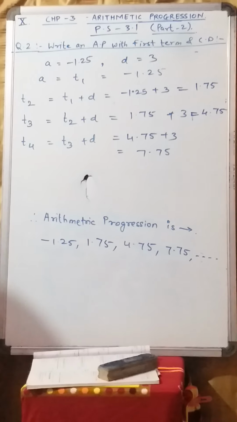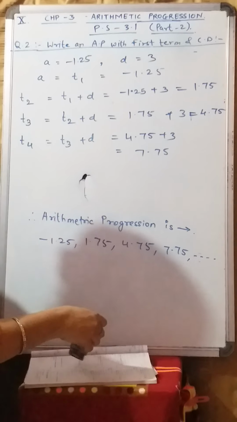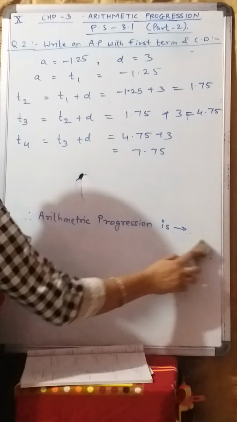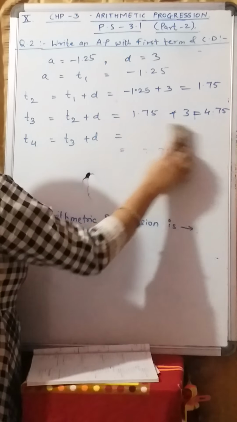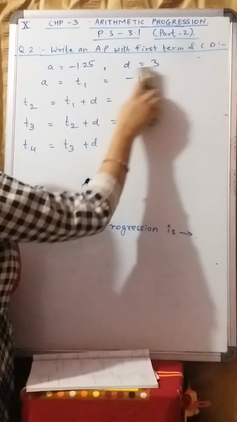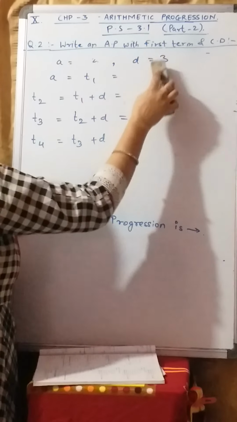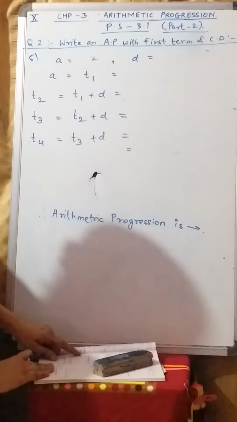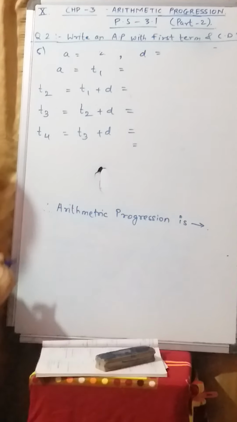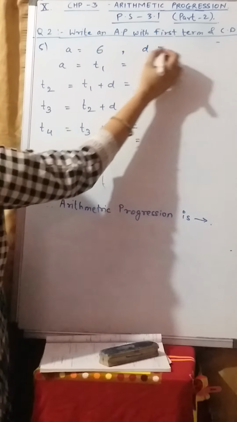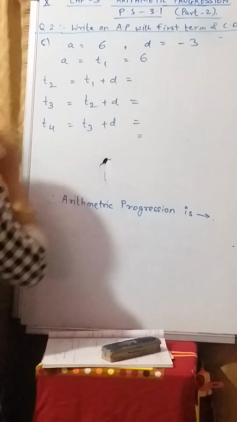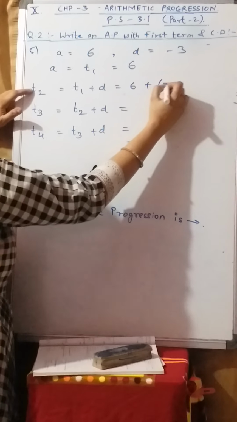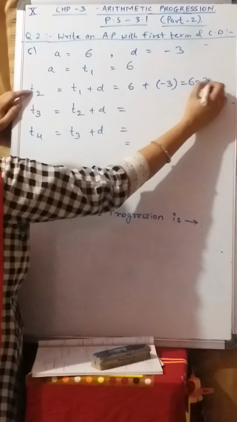See, this is your arithmetic progression. Now towards question number 5, the fifth one of the second question. What we are getting is the value A equal to 6 and D is -3. Very simple. A is 6. T2 is T1 plus D. T1 was 6 plus -3, that is 6 minus 3, which means 3.